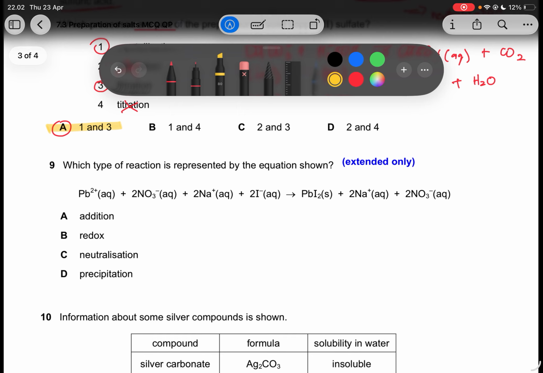Question number 9. So we have here a net ionic equation, and we are asked to find what type of reaction is represented by this. When we form a net ionic equation, it means that we have aqueous solutions. So this is our lead nitrate.